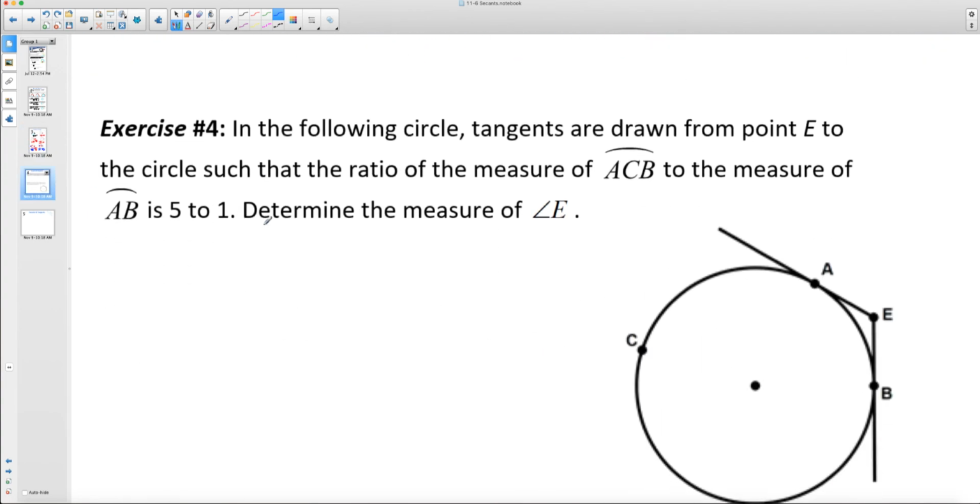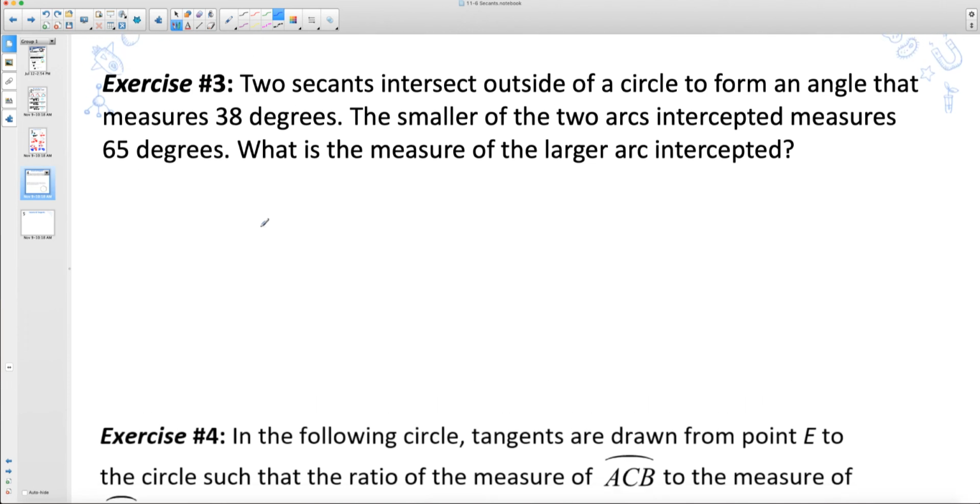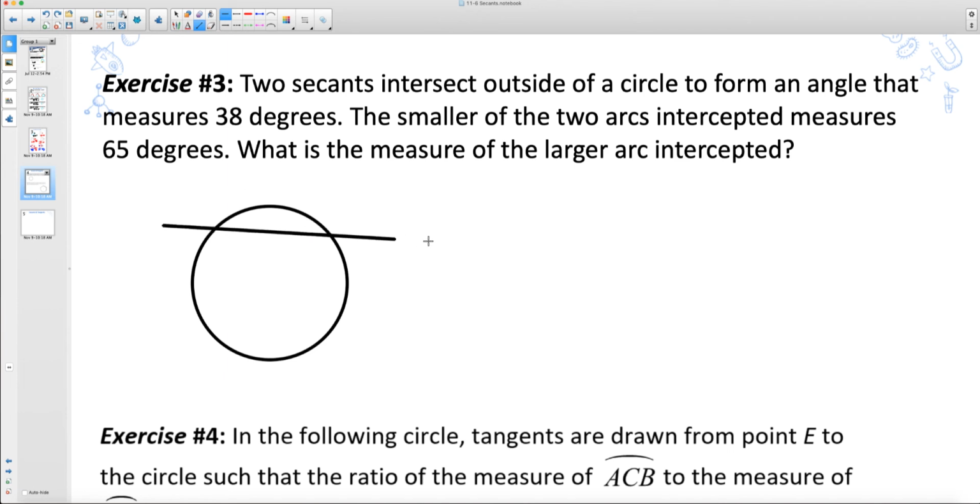Okay, we'll just take a look at 2 more questions here. So sometimes they don't give you a diagram and you really need to be able to know the vocabulary and draw it yourself. So we have 2 secants intersect outside of a circle to form an angle that measures 38 degrees. So let's try to draw that. 2 secants intersect outside of a circle. So just draw one secant to start. So here's a secant. Then let's draw a second secant and they need to intersect. So here's a second secant and it does intersect, and that's going to form an angle that measures 38 degrees.